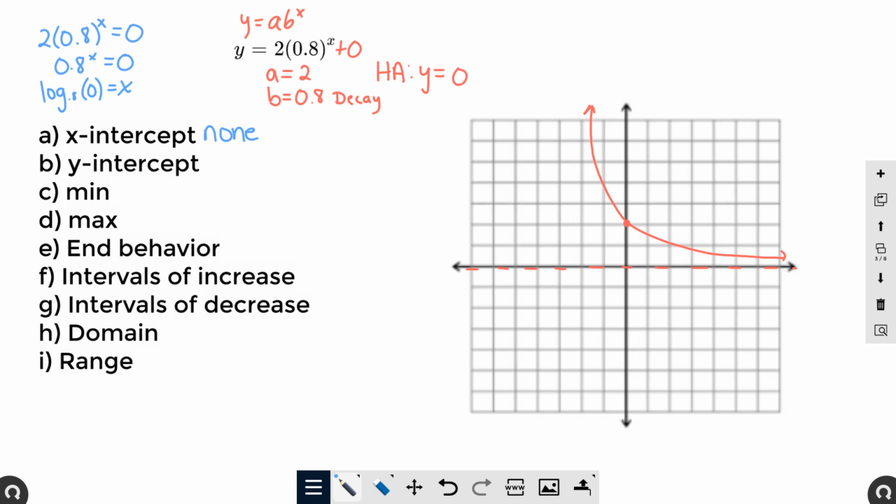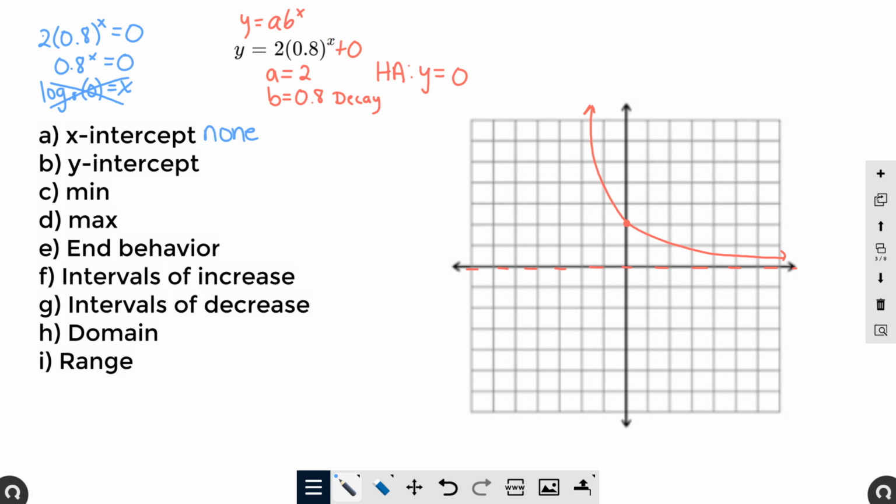Good. Anytime we take the log of a 0, it doesn't work. Your calculator's going to get an error message. You can't log negative numbers or 0. So that's why we get none. And if you tried to type it in your calculator, it won't work out.